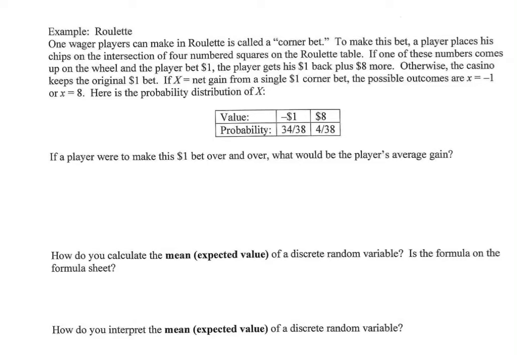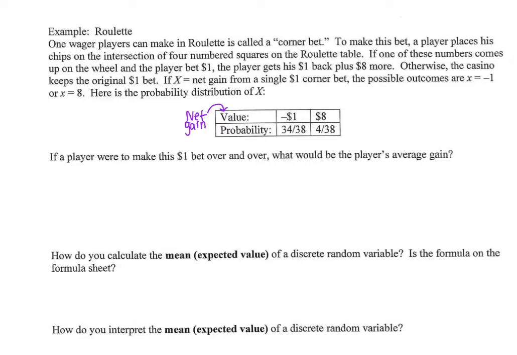If X is the net gain from a single $1 corner bet, then the possible outcomes are -1 or 8, because they're not talking about the total gain, right? Technically they're getting $9 back, but they put $1 in. So the net gain is only $8, or they lose their dollar. So their net gain is either -$1 or $8. Now, we could look at a roulette board, but here are the probabilities already, just so you have it right there.